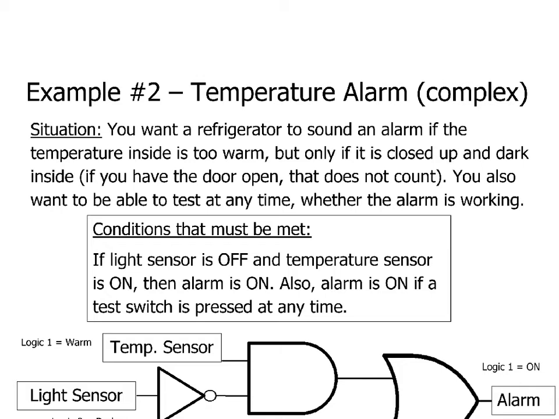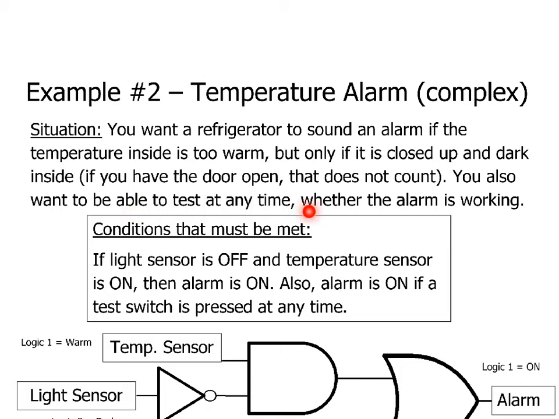alarm to sound if you have the door open. Well, you're being silly if you're keeping the door open too long, but in any case, you don't want the alarm to sound if the door is open. Possibly that means you don't actually have anything in there at the moment that you care about. In any case, we're just saying it needs to be closed up and dark inside. It also needs to be too warm inside. If those two conditions are met, it's too warm and it's dark, then the alarm will sound.